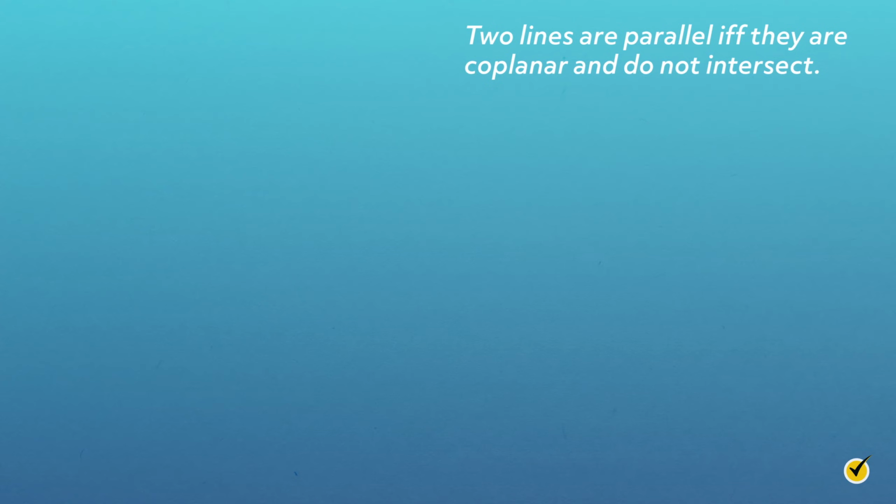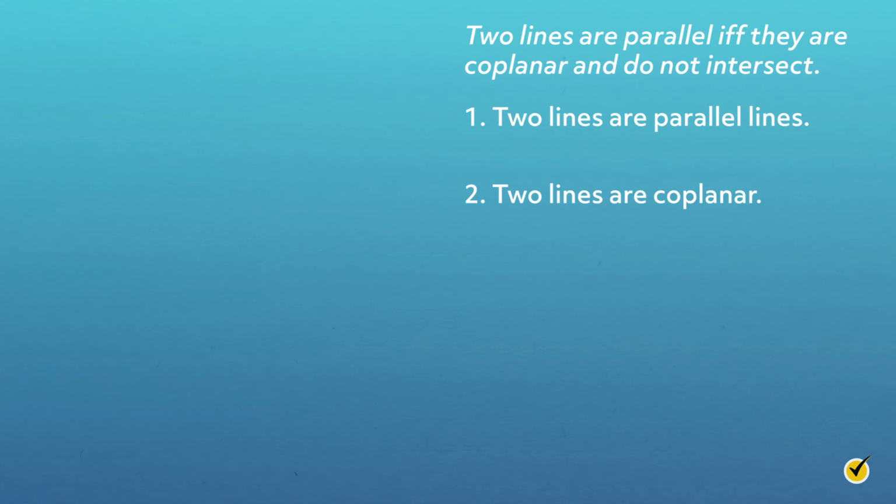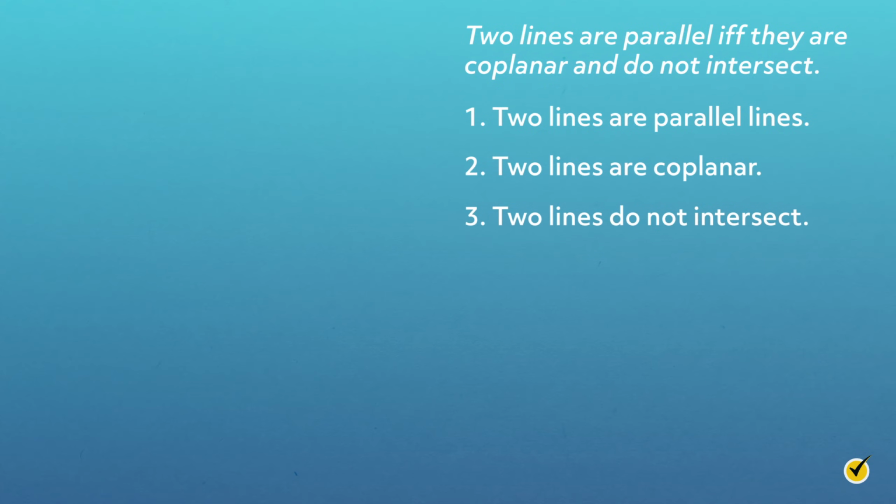Consider the statement, 2 lines are parallel if and only if they are coplanar and do not intersect. Notice that the phrase if and only if has been simplified to if with 2 F's. This is a common simplification made in mathematical phrases. Here we'll consider 3 statements. P: 2 lines are parallel lines. Q: 2 lines are coplanar. R: 2 lines do not intersect. This statement is of the form P if and only if Q and R.